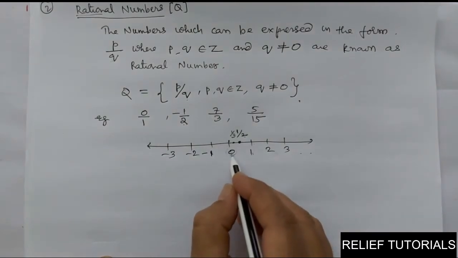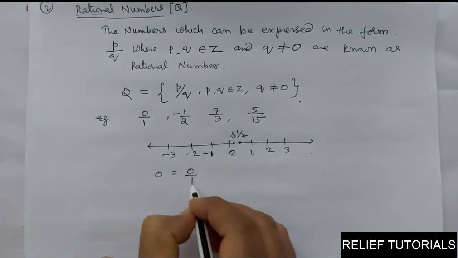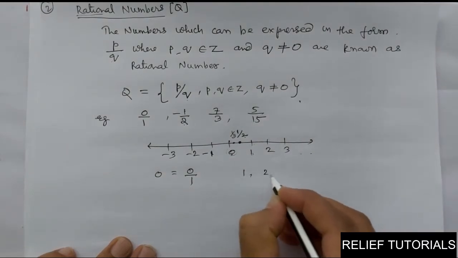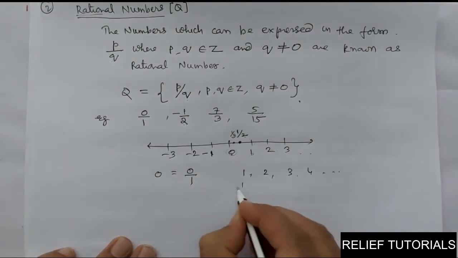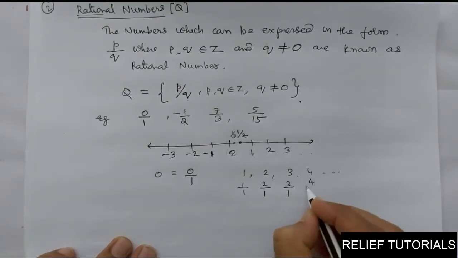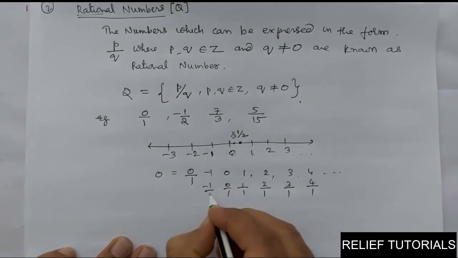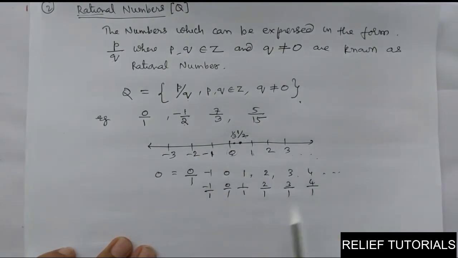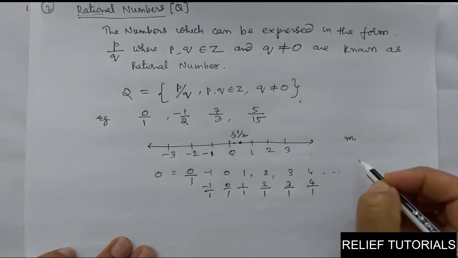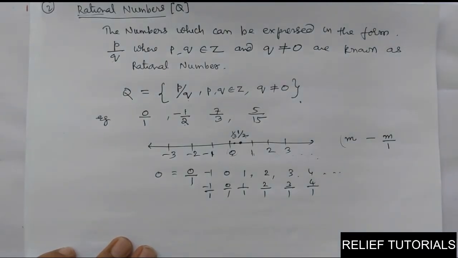0 is a rational number. Why? Because 0 can be written as 0 by 1. Every natural number is a rational number. Why? Because 1, 2, 3, 4 can be written as 1 by 1, 2 by 1, 3 by 1, 4 by 1. 0 can be written as 0 by 1, minus 1 can be written as minus 1 by 1. So all these integers are rational numbers. Why? Because every integer m can be written in the form m by 1.